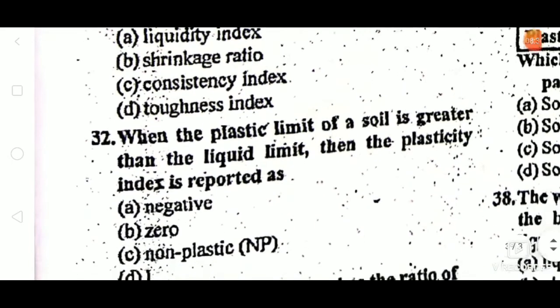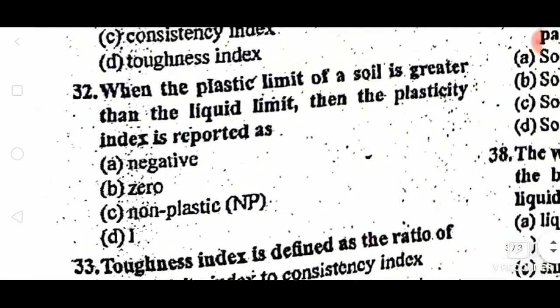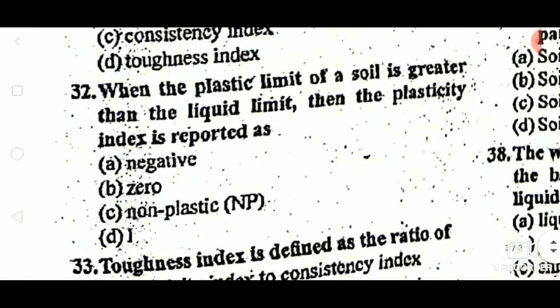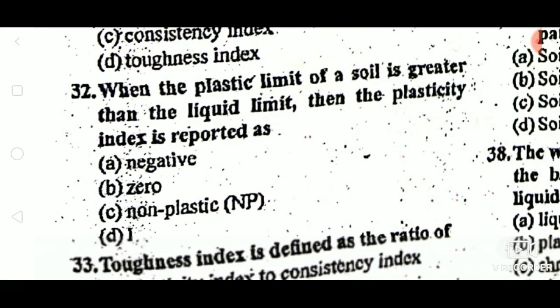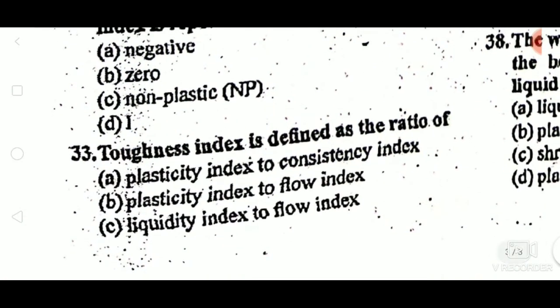Next question. When the plastic limit of a soil is greater than the liquid limit, then the plasticity index is reported as. If the plastic limit is greater than liquid limit, the plasticity index will be 0. Next question. Toughness index is defined as the ratio of. Toughness index is the ratio between plasticity index and flow index.